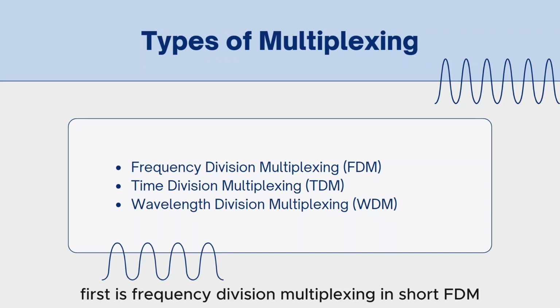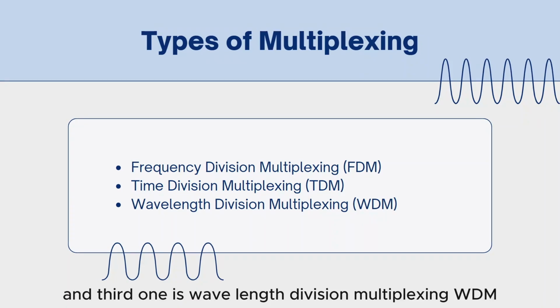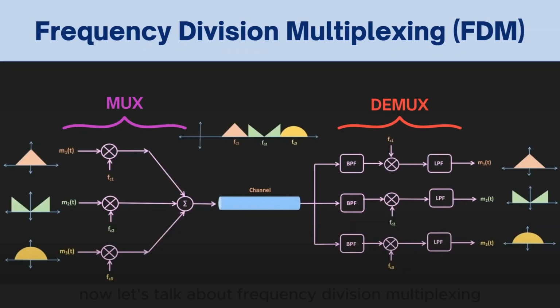First is frequency division multiplexing, in short FDM. Second is time division multiplexing, TDM. And the third one is wavelength division multiplexing, WDM. Now let's talk about frequency division multiplexing. This is the complete structure or components for FDM.